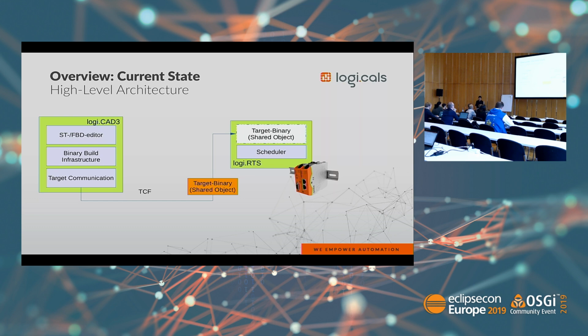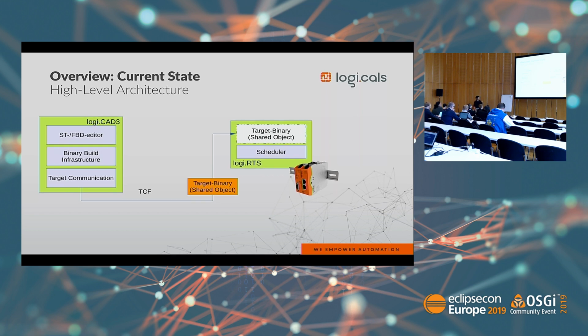the program that the user created is transformed into portable C code, and in the binary build infrastructure, this portable C code is then compiled and linked for the target platform. As a result, the target communication part of Logic 3 transfers the resulting binary, using the target communication framework, which is yet another Eclipse project, to the runtime system. The runtime system consists of several plugins, such as a communication plugin, which is used to communicate with the engineering system, and also a scheduler, which is in charge of executing the PLC logic.